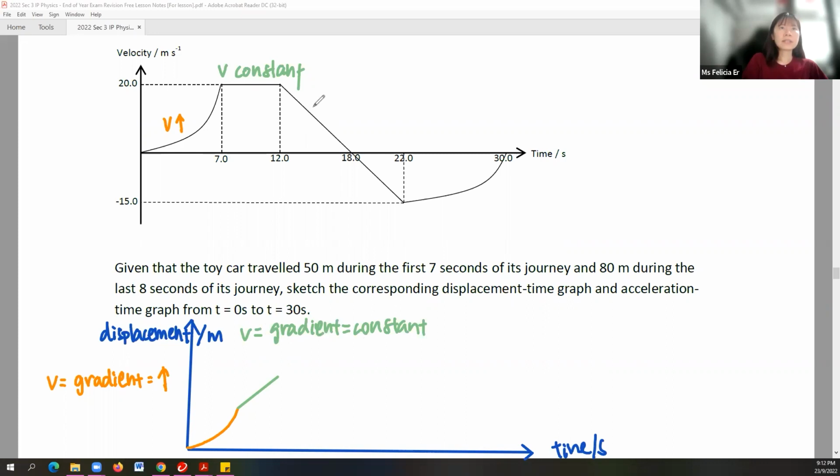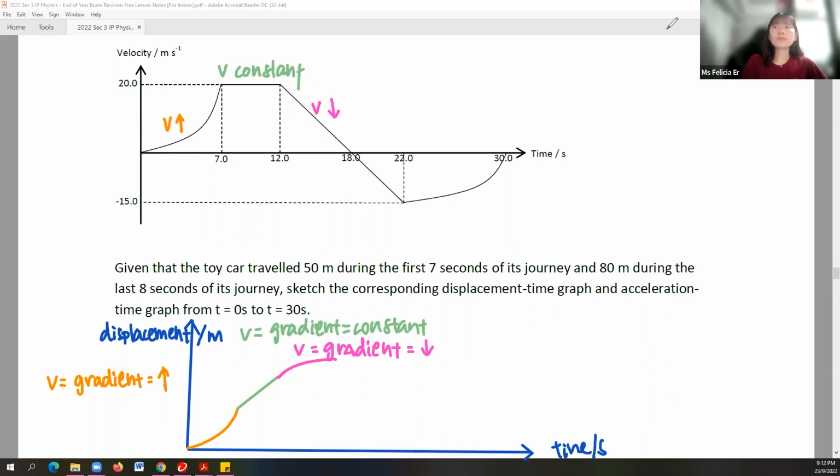Then the next part over here, the velocity from 20 becomes 0. That means my velocity decreases, right? So the next section is that for the velocity, which is the gradient, it decreases. If it decreases, that means I must draw a decreasing gradient. So decreasing gradient means I should curve it like that. Okay, decreasing gradient.